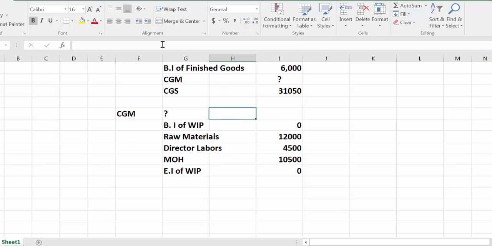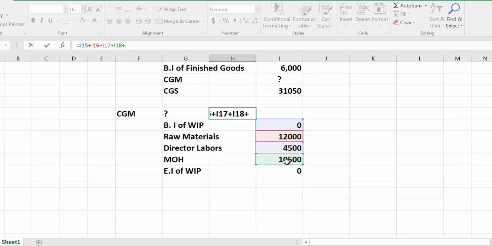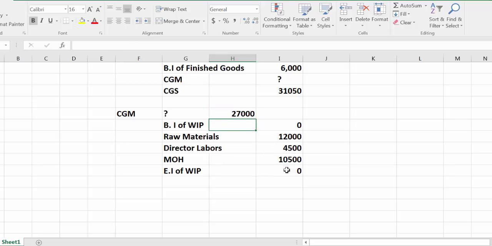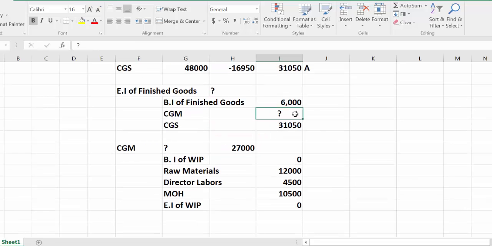So now let's find this quantity. I'm going to add the first one to the second one to the third one to the fourth one. Then I'm going to subtract this ending inventory. So this CGM is 27,000. Therefore we can replace this question mark by 27,000. Now we can come back to the original question.